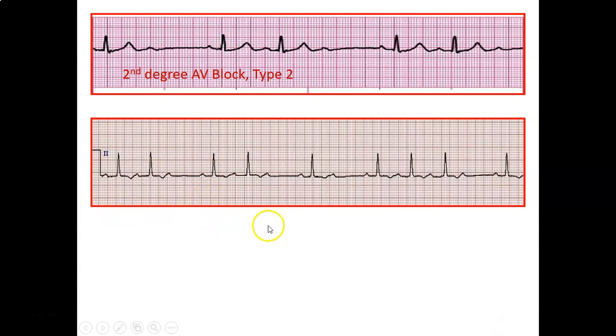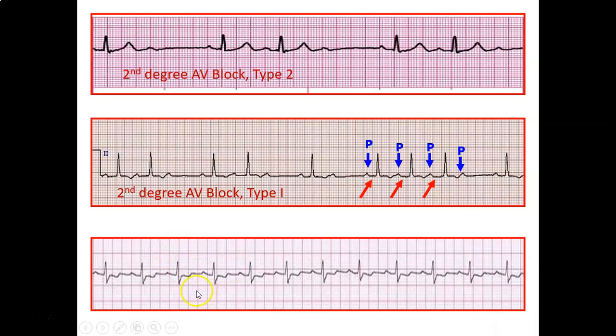Look at this one. Try to find out: the most important thing in diagnosing AV blocks is the PR interval. So look here. The PR interval is gradually increasing till the P wave is not followed by the QRS complex, and then the cycle repeats itself. It's a Wenckebach phenomenon, and this block is second degree AV block type 1.